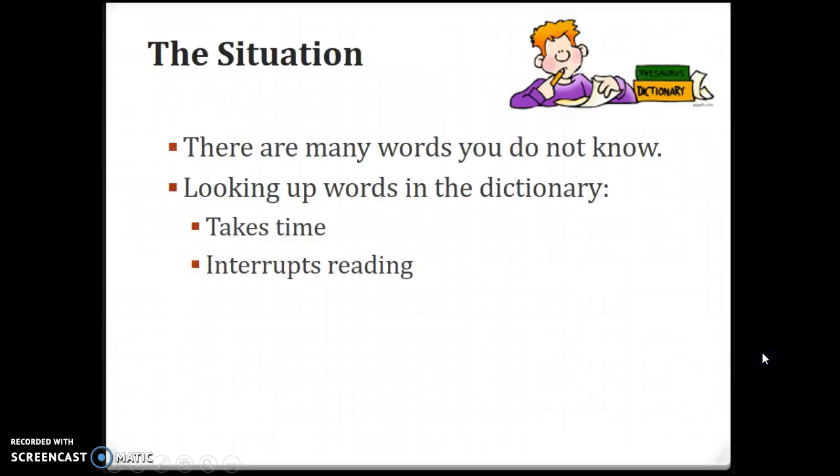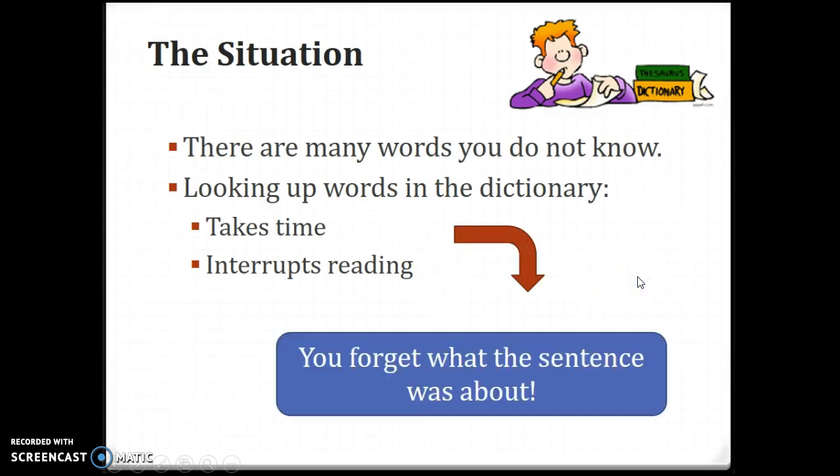So first of all, basically the situation is that you have articles with many words you don't know. You look some of them up in the dictionary, and this takes time. It interrupts the reading, and before you know it, you forgot what the sentence was about or what the text was about, and overall, it's quite a frustrating situation.